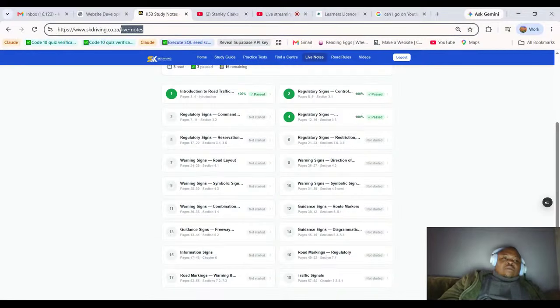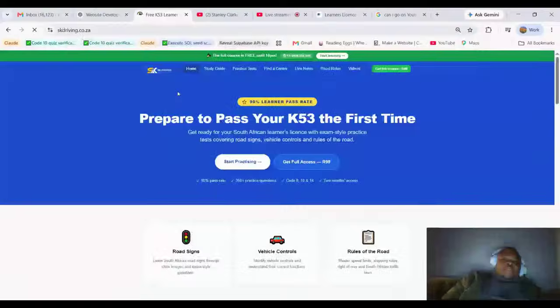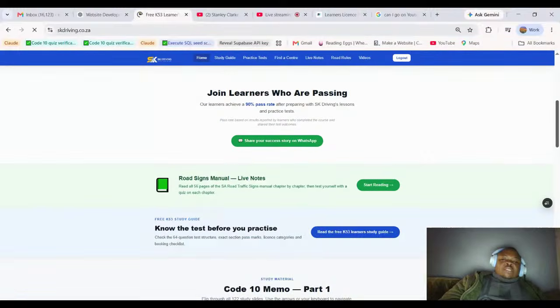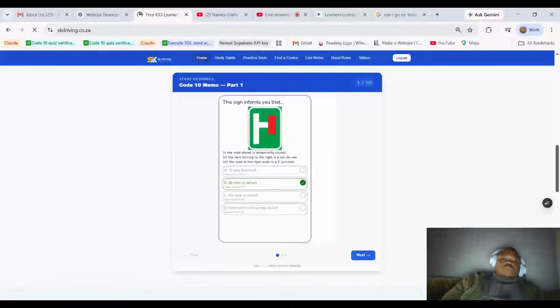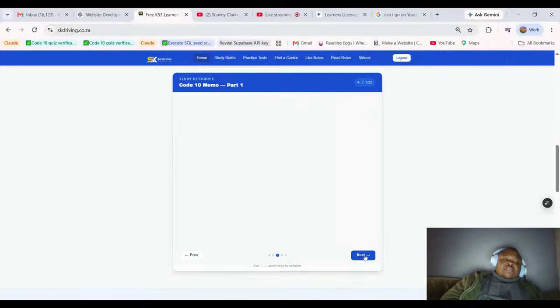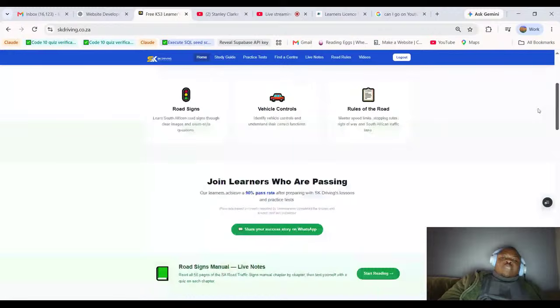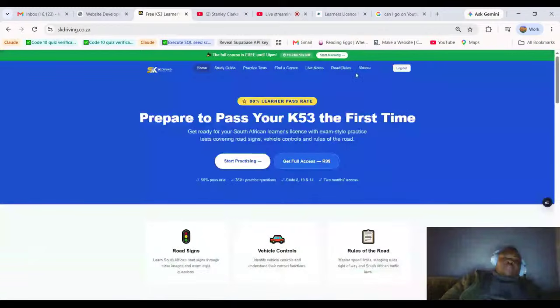We receive these questions on skdriving.co.za. Remember, if you are writing code 14, on the homepage you need to scroll down. This is where you are going to find the memorandum with 132 questions. Once you scroll down on the homepage, I think people mostly forget that.